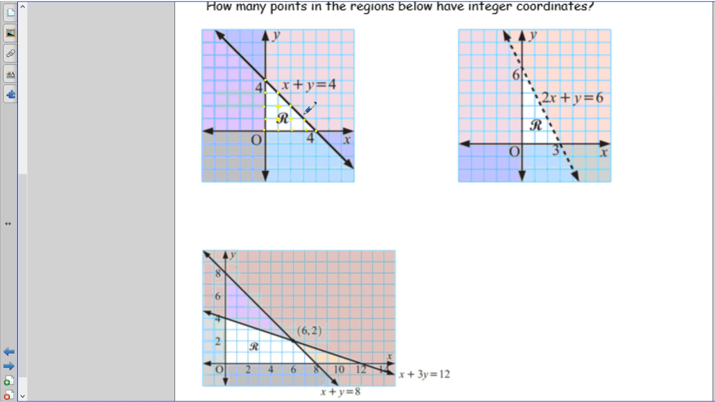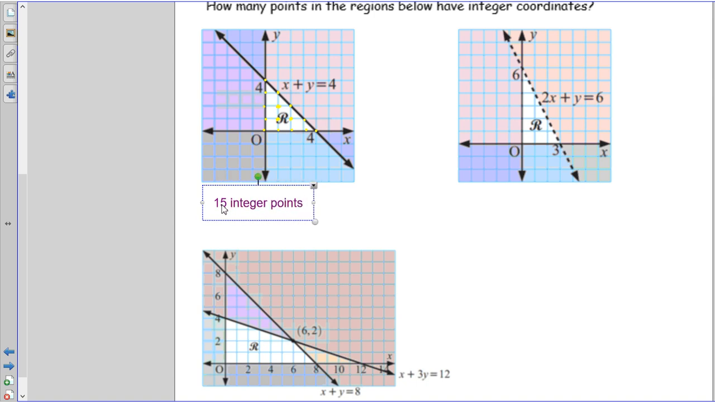So how many points did we end up labeling there? Have a count: 1, 2, 3, 4, 5, 6, 7, 8, 9, 10, 11, 12, 13, 14, 15. So we ended up having 15 integer points on that particular region.